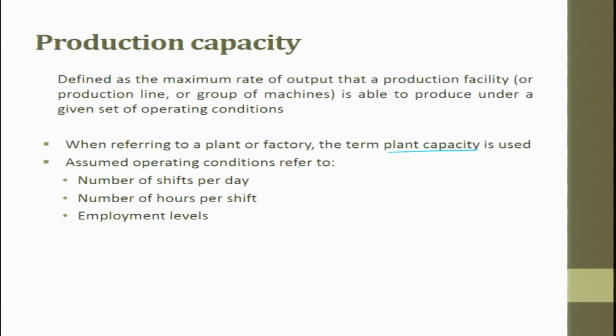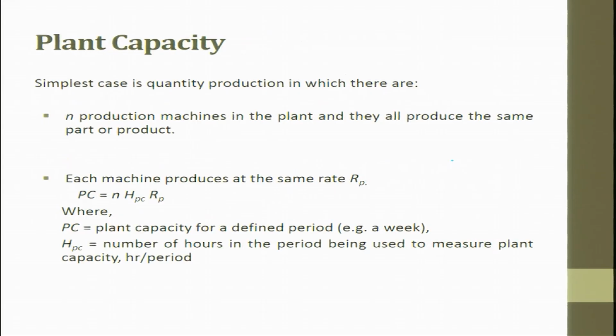Assume operating conditions refer to the number of shifts per day and the number of hours per shift. The number of shifts per day can be a maximum of 3, the number of hours per shift can be 8, and employment levels are the other variable. With this, we always try to calculate the plant capacity.